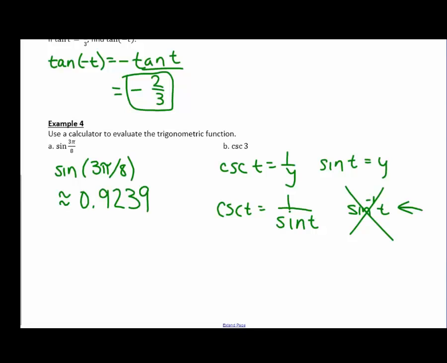Okay, but we can type this into the calculator. You're going to type in 1 divided by the sine of 3. And so your calculator will take the sine of 3 before dividing the 1 by that answer. And when you do that, you get approximately 7.0862.